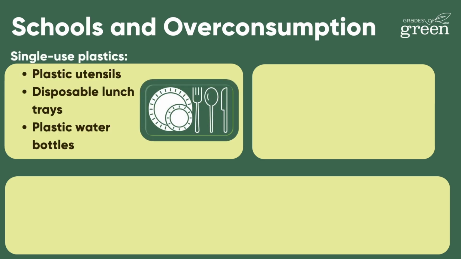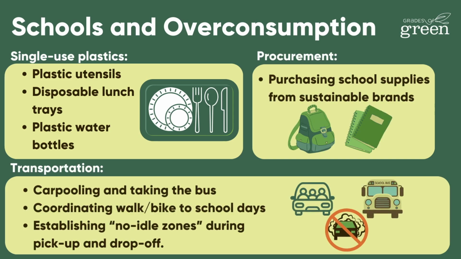One example of schools contributing to overconsumption is through utilizing single-use plastics. By limiting single-use lunch items like plastic utensils, disposable lunch trays, and plastic water bottles, schools can better combat the crisis of waste. Other examples include carpooling and taking the bus, coordinating walking and biking to school days, establishing no idle zones during pickup and drop-off, and being mindful about waste when purchasing school supplies.